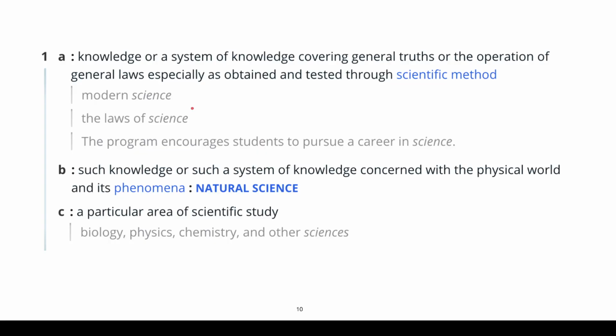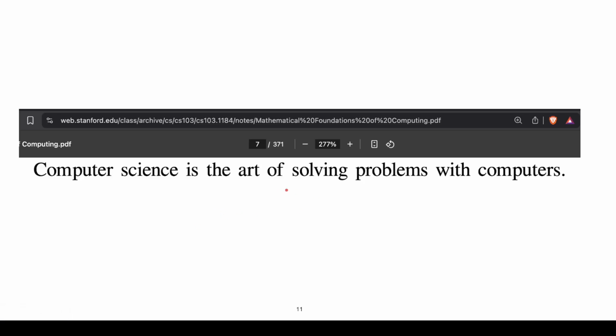Now, I'll talk about this word science. Science is nothing but knowledge, or a system of knowledge covering general truths. Generally, whatever is happening in the physical world, we observe it, and through the observation we generate theory, right? Such a system of knowledge concerned with the physical world, that's the idea of science. The branches of science that you are aware of: biology, physics, chemistry, mathematics, mathematical sciences, and so on. Computer science is mostly about solving problems with computers, right?